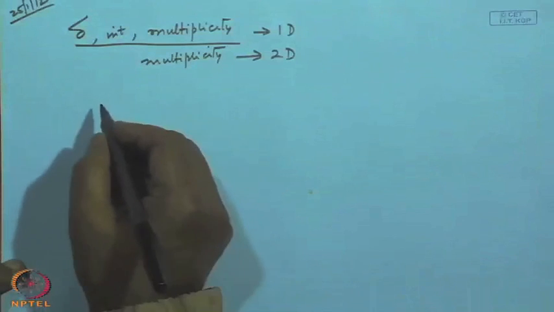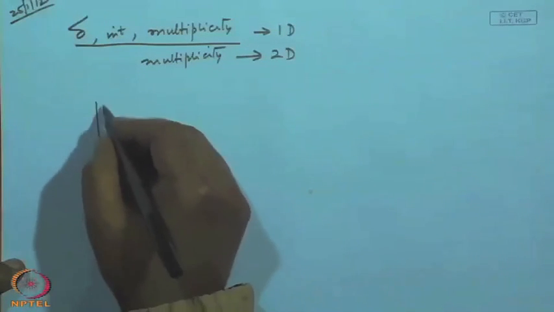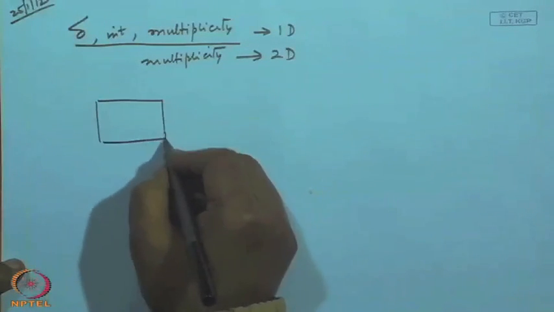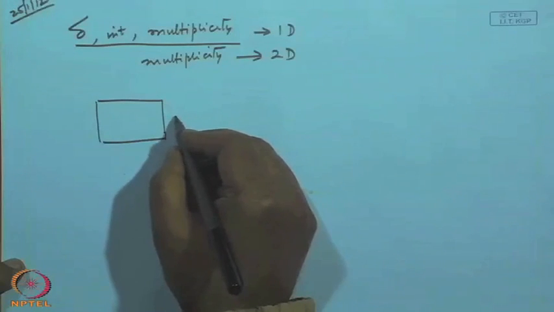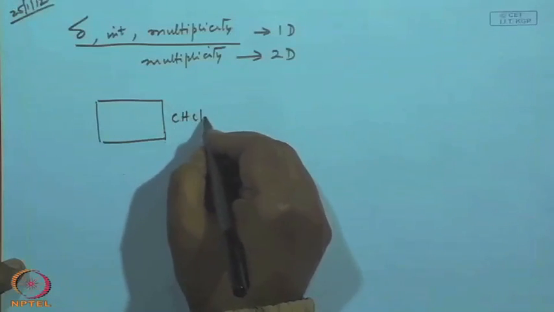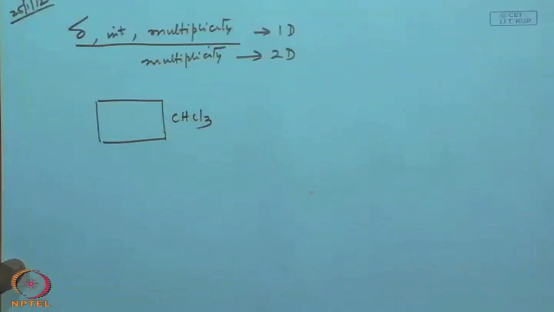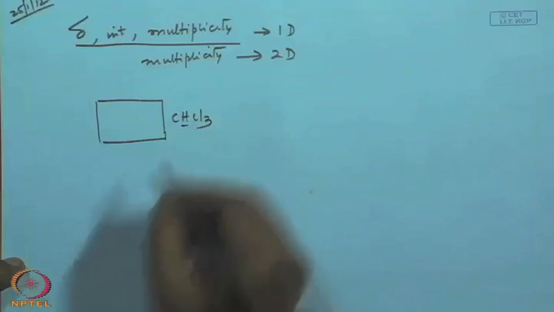Now, let us look at a 2D NMR of, for example, chloroform. So, what is the expected 2D NMR of chloroform? How many contours will you be finding here? Let us say, when I say chloroform, I mean proton NMR.